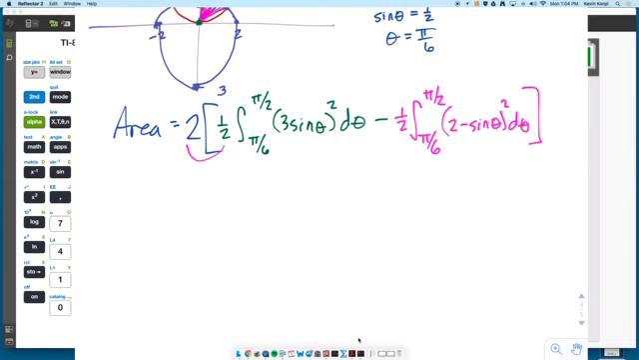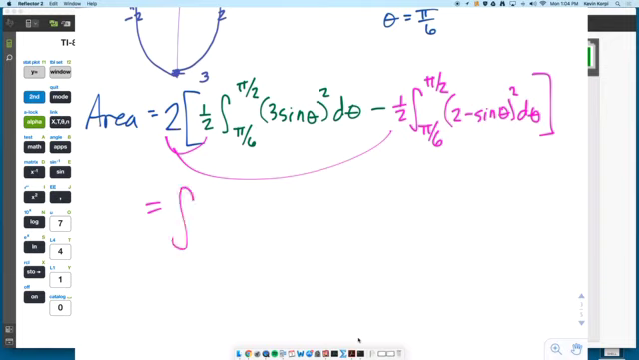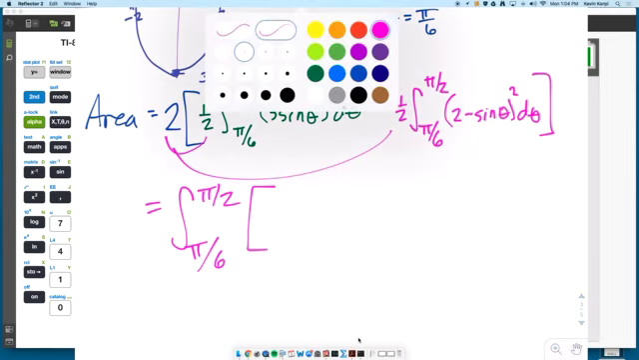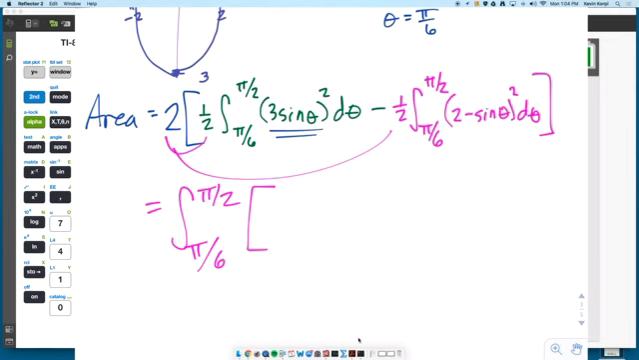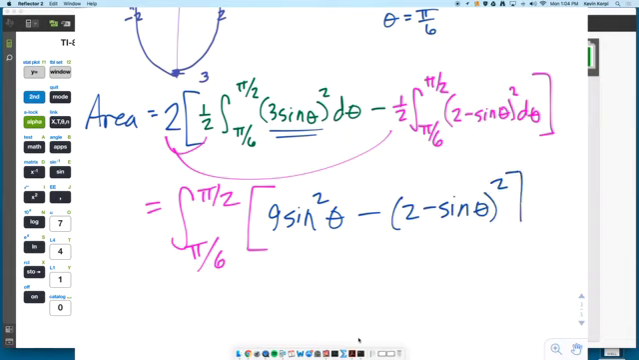A couple of things we could do. Let's go ahead and distribute the 2, shall we? That's the whole purpose of using symmetry. The 1/2 will go away. So then, with the 1/2 gone, I can just say it's pi/6 to pi/2. I'll put a beefy bracket here, and we might as well simplify as well. 3 sine theta squared is 9 sine squared of theta, and then minus, I'll just leave this one factored because it's 2 terms. And then close that d theta.